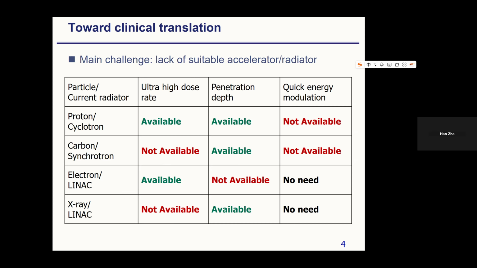Electron machines are mainly built with linear accelerators. They can achieve very high current, so the dose rate is not a problem, but the penetration depth is very limited unless we go to very high energies. I will introduce that later. X-rays, on the other hand, have the advantage of very good penetration depth and no need for energy modulation because of full depth coverage. However, the challenge is that current X-ray sources cannot easily provide ultra-high dose rate. So each modality has its own bottleneck.